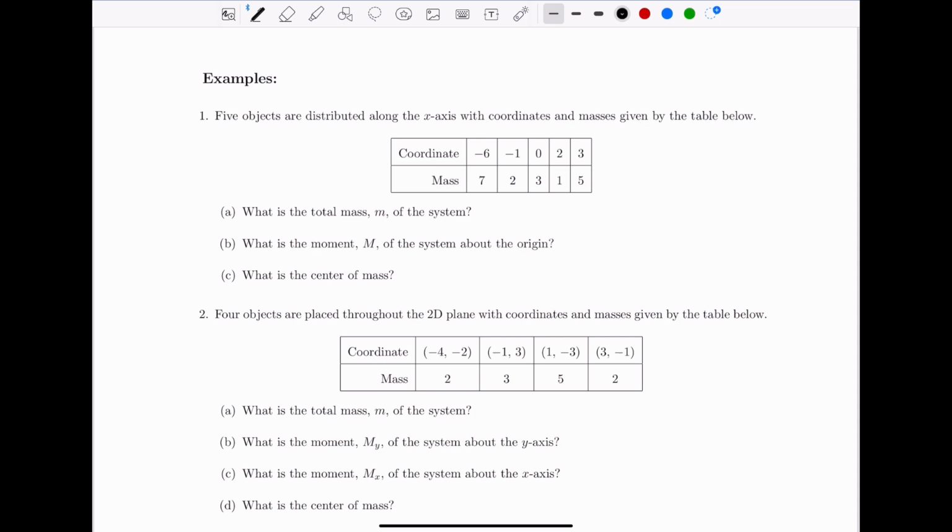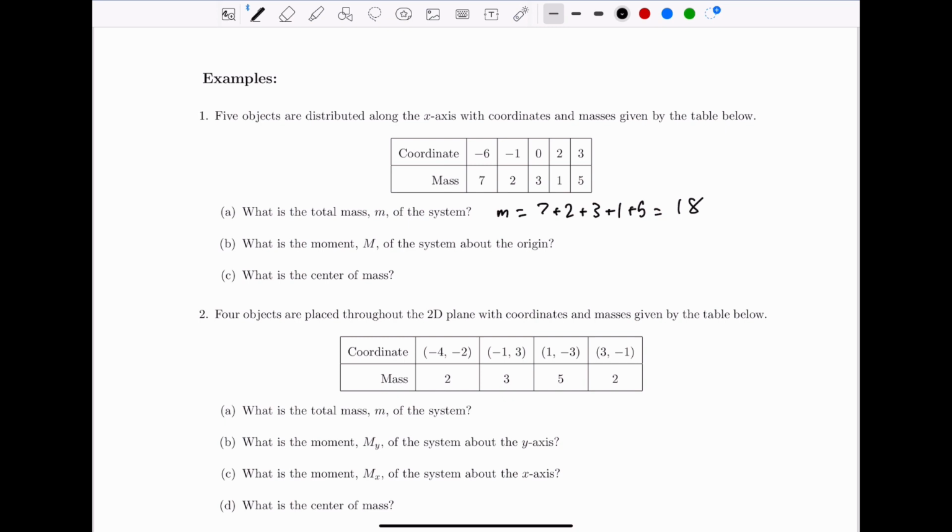Take a look at example 1. Here we have 5 objects distributed along the x-axis, and we have the different x values of the coordinates here and the corresponding masses of the objects. Ultimately, we want to figure out what is the center of mass. But first, let's think about the total mass, and then we'll find the moment M of the system about the origin. So the total mass is just the sum of all these individual masses here. So the total mass, small m, is 7 plus 2 plus 3 plus 1 plus 5. These numbers add up to 18.